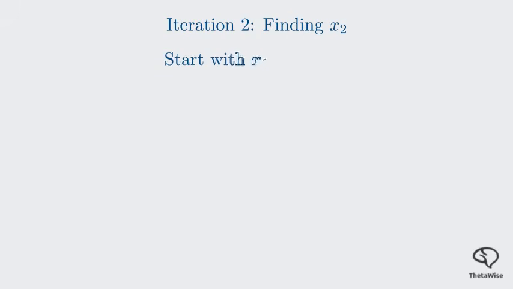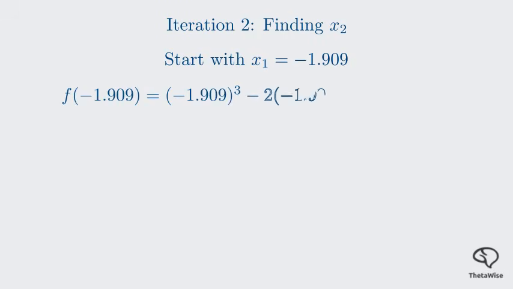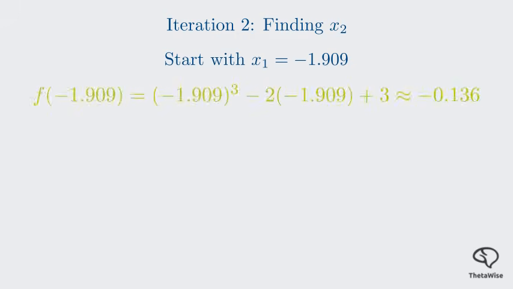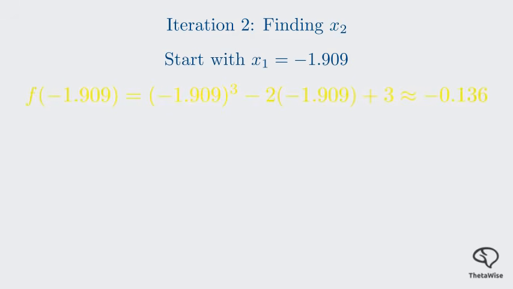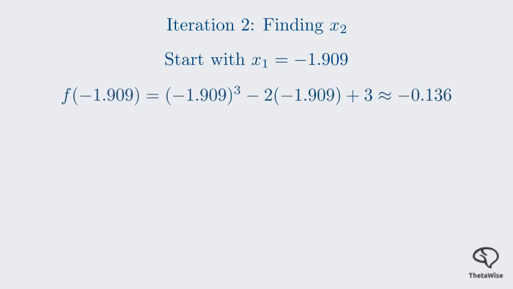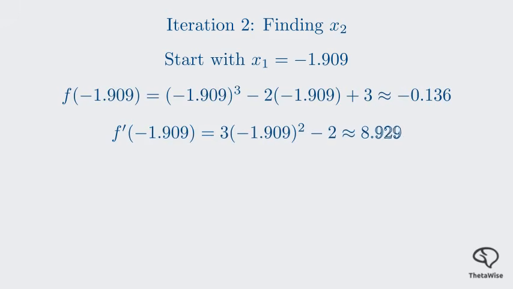Now we perform the second iteration, using our new approximation x sub 1 as our starting point. Our goal is to find x sub 2. We start with x sub 1 equals negative 1.909. Again, we evaluate the function and its derivative at this point. f of negative 1.909 is approximately negative 0.136. Notice that the function value is much closer to 0 this time, which tells us we are getting closer to the root. And f prime of negative 1.909 is approximately 8.929.